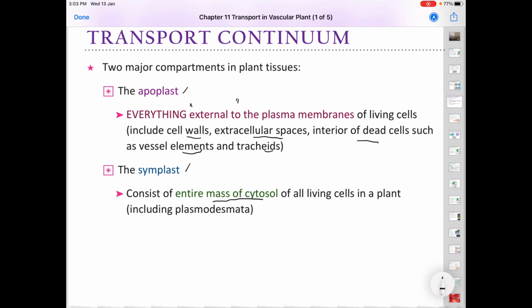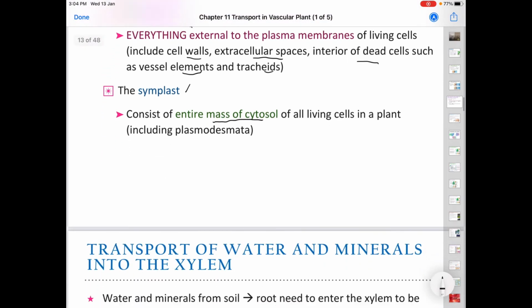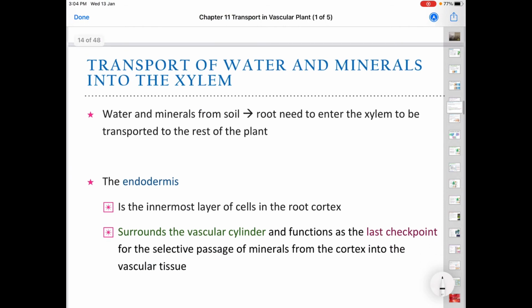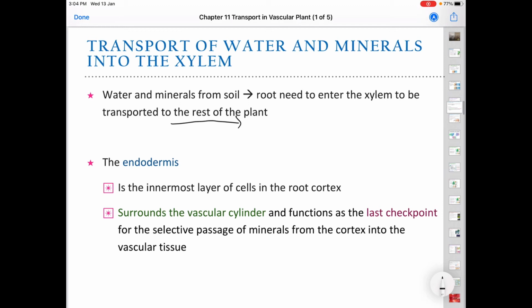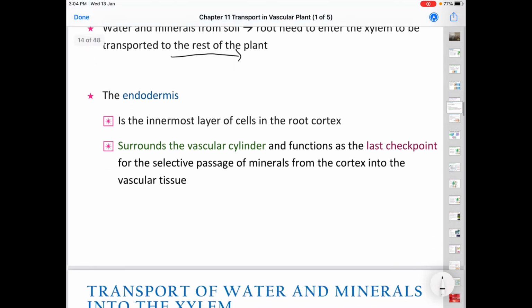Okay, what is apoplast and what is symplast? You must be clear on that. Water and minerals from the soil will be passed through the root. Then the root will carry the water to enter the xylem. Later, the xylem will carry the water and transport it to the whole plant.